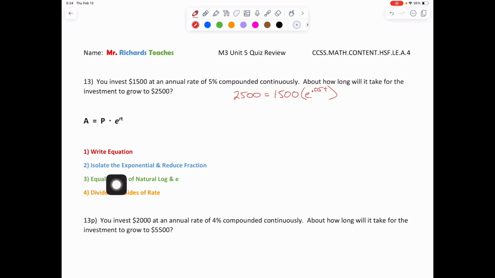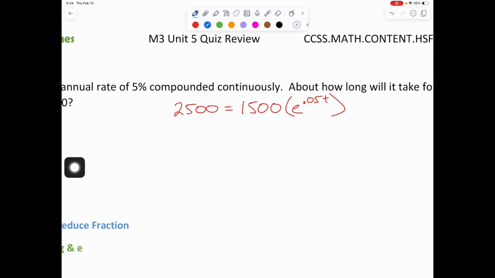Step 2, isolate the exponential and reduce fraction. All right, to isolate this exponential, yes, it's being multiplied. So what do we need to do? Divide each side by 1,500.